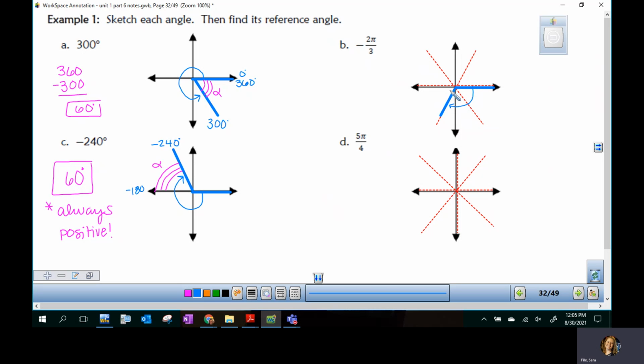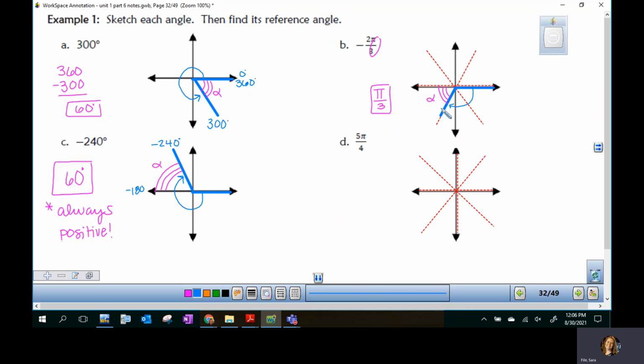So when you've drawn it out using the dashed lines, it's actually really easy now, because you can just count between where the terminal side is and the x-axis. How big is that? If each of these angles I created, how big are they? A pi third. It's 1 pi third. And it's always positive, it's not negative.